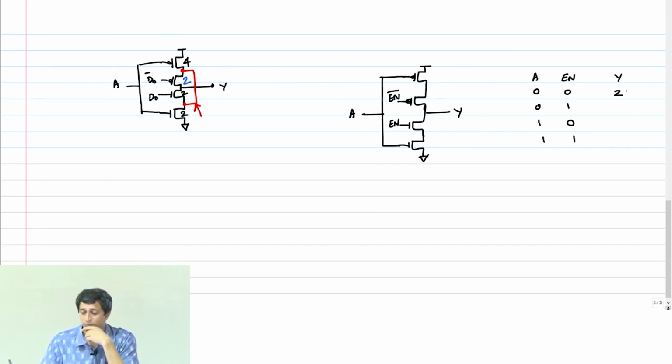When it is 0 1, when enable is basically 1, that gate basically is like an inverter. It just inverts the input A. So this is going to be 1 and this will be 0 and this will be Z. So not surprisingly, this is called a tri-state inverter.